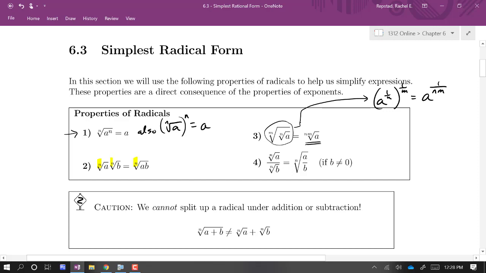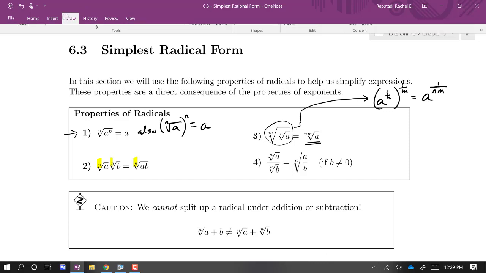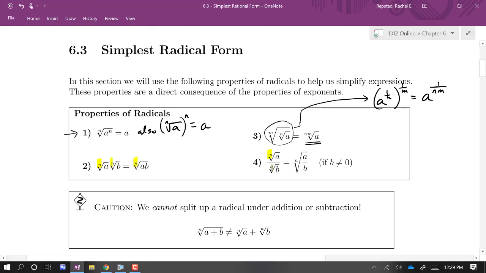We can combine radicals over division if they are the same index. Again, it's the nth root and the nth root, and that gives you the nth root of a over b. And you can also split up that radical. Right, so properties 2 and 4 work in both directions.